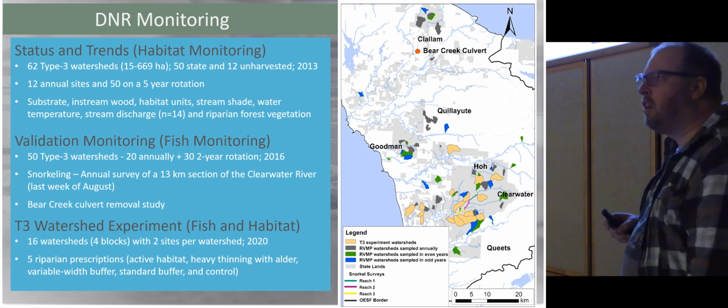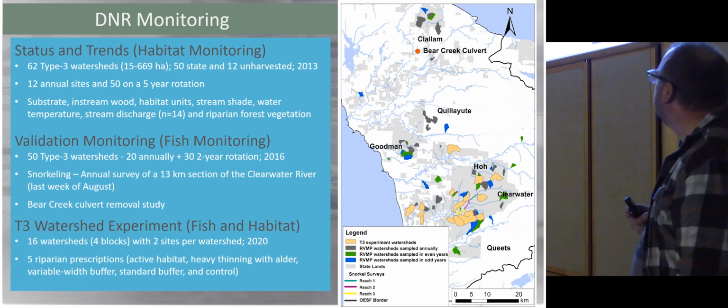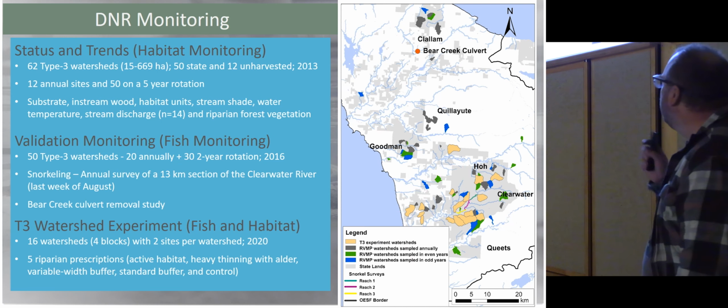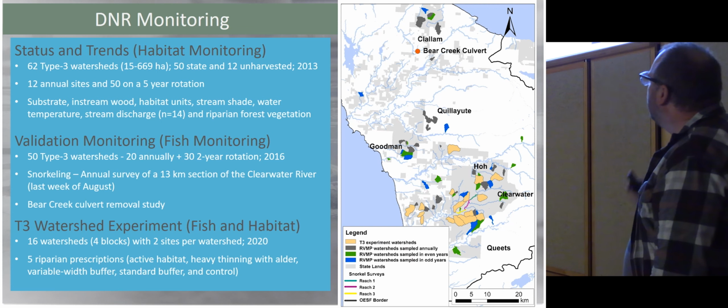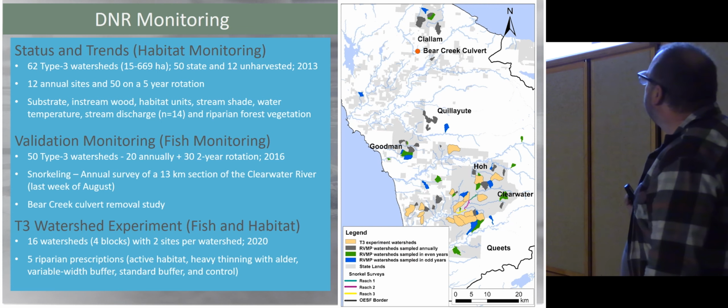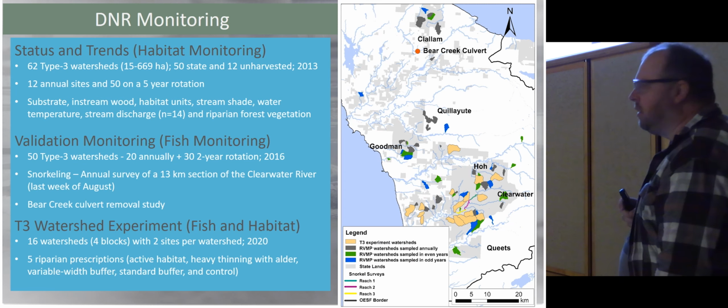So we have 3 different monitoring programs going on right now. We've got our Stats and Trends program that Warren just talked about. We've got our validation monitoring program. This includes sampling 50 of the type 3 streams within the Stats and Trends program, a 13-kilometer section of the Clearwater River, and we just completed a 6-year study on the removal of a culvert in Bear Creek.